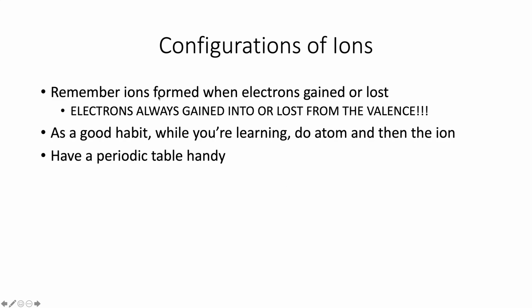So ions are formed when electrons are gained or lost. Remember, positive ions, electrons are lost. Negative ions, electrons are gained.